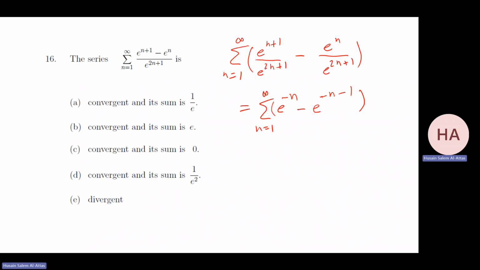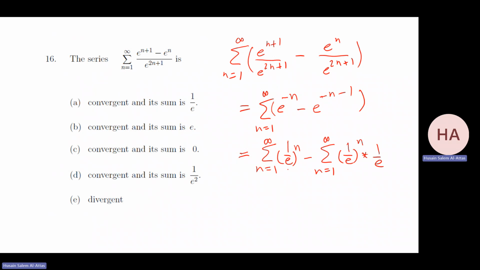Yeah, this one, geometric, is it? Or telescopic? Yeah, you can deal with it as a geometric one, and you can do it actually in two ways. You can do it as the sum of 1 over e to the n, this is very clear geometric, minus the sum from n equal 1 to infinity of 1 over e to the power n times 1 over e. And then you deal with it as a geometric one. Let me do it as a geometric.